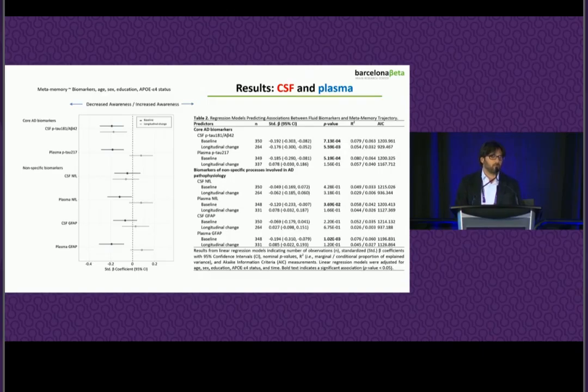When we ran multiple regression models using metamemory as the dependent variable and biomarkers as predictors, with the covariates that you can see here in the formula, we saw that the CSF p-tau/beta-amyloid 42 ratio was related to decreased awareness, both at baseline, using CSF baseline levels, but also in the longitudinal change of this measure. Regarding the other measures, plasma p-tau217, NFL, and GFAP, we also found significant associations with decreased metamemory ability, but only using baseline scores, not the longitudinal change of the biomarkers.